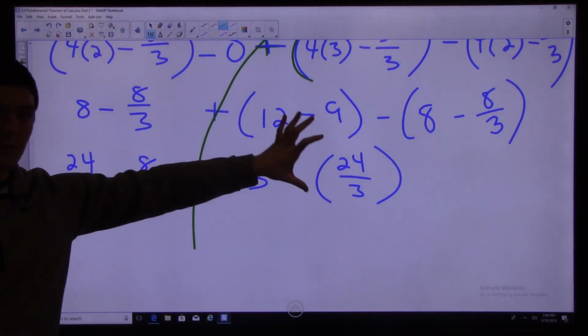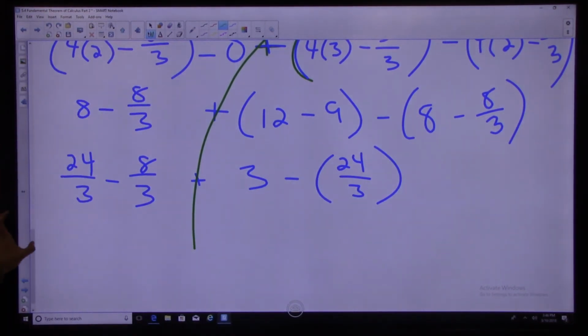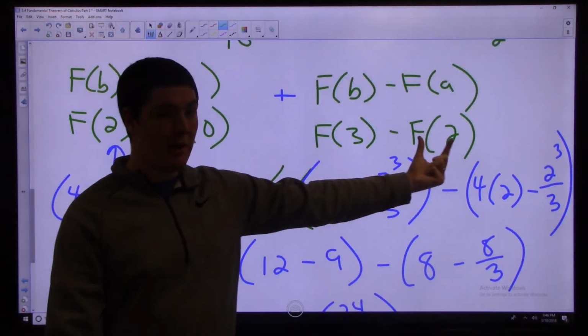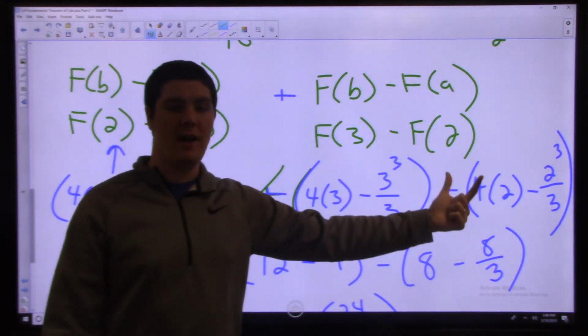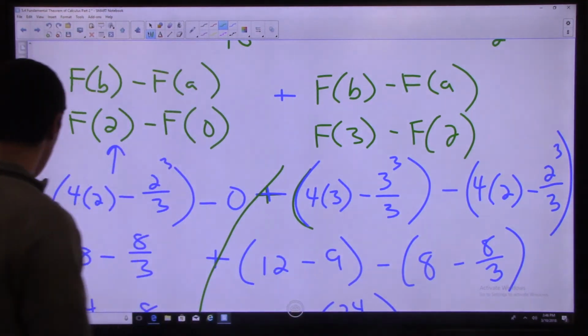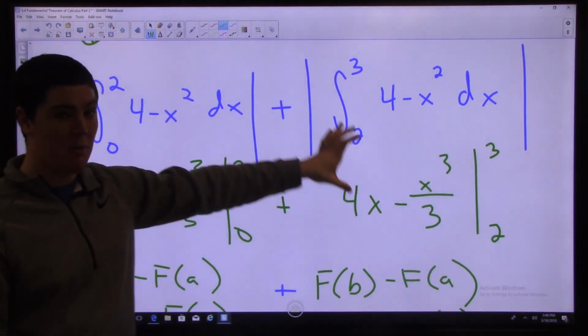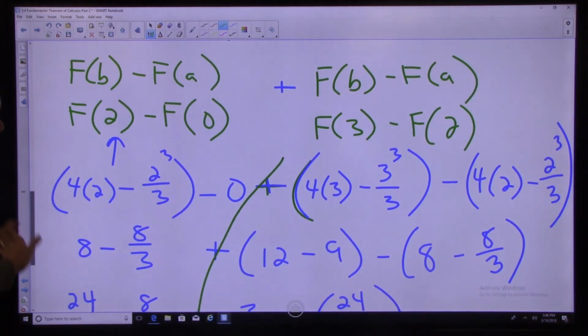Let's keep these separate, okay, because 3 minus 24 over 3, that is this, f of 3 minus f of 2. Okay, so let's figure that out first, then we'll have to take the absolute value of it, alright, and then let's add them. Okay, hopefully that made sense. So me getting rid of the absolute values really messed me up. I should have kept them in here. So let me go back and do that.